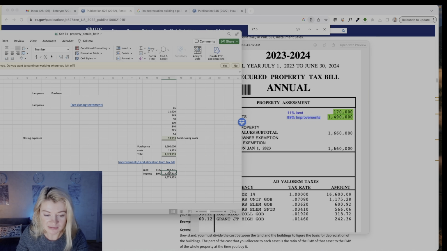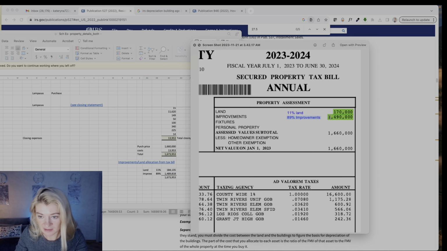Then we multiply our total investment cost by whatever percentage that is, and this would be our cost for land that is not going to be depreciated. And here's the cost for building, 89%. Here it says improvements, but it's actually buildings and improvements. So this is the cost of our building that will be depreciated. All right, hope that makes sense. Let's move on to next things.